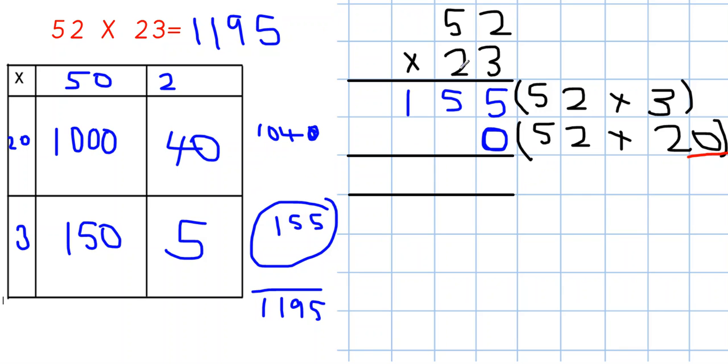So 2 times 2 is 4. And already, look, I've got my 40, which is my 40 from here. And 5 times 2 is 10, which is my 1000 from here. And when I add them up, my answer is the same, 1195.